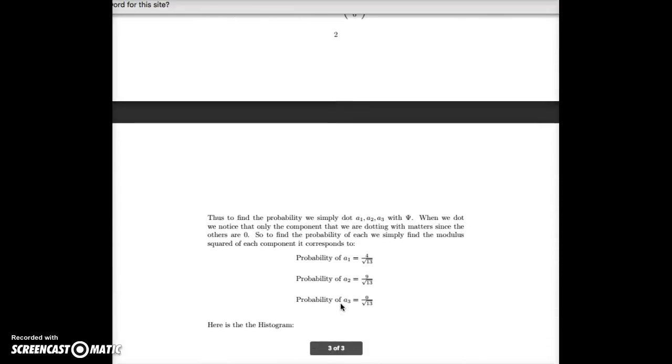Then to find the probability, same reasoning as before. When we're dotting with phi, we only need to worry about the state that we're dotting with, because the rest will go to 0. So probability A1 becomes 4 over 13, probability A2 becomes 9 over 13, and probability A3 becomes 0 over 13, because we're simply squaring each of the moduluses.